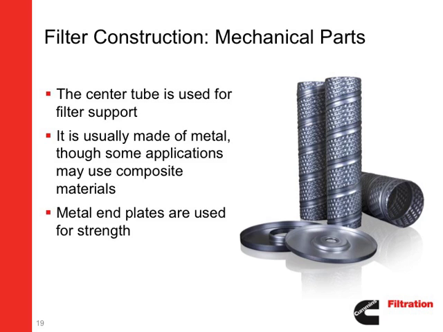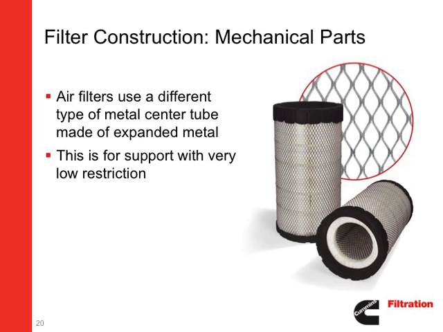Filters contain only a few mechanical parts. The center tube supplies support for the media. It's usually made of metal, but can also be made of composite material for some applications. The metal or sometimes composite end plates are used for strength and to prevent damage to the media. Air filters use a different type of metal center tube made of expanded metal to provide support without causing restriction of the airflow through the filter.